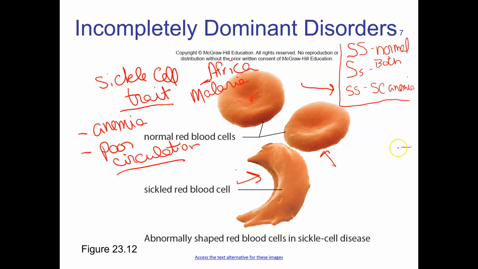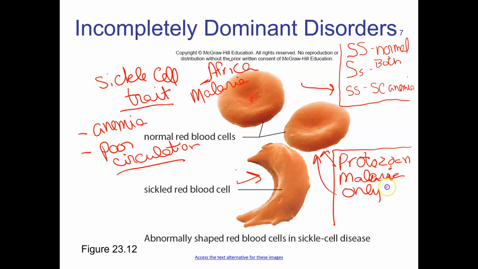So, what's cool about this disorder is that the protozoan that causes malaria can only infect normal blood. So if you have sickle cell disease, you can't be infected by the protozoan.